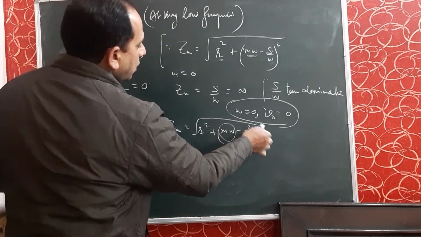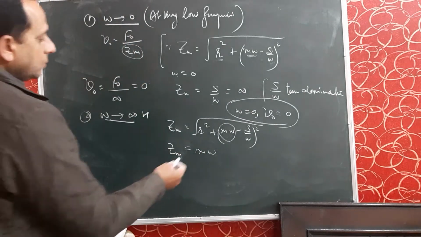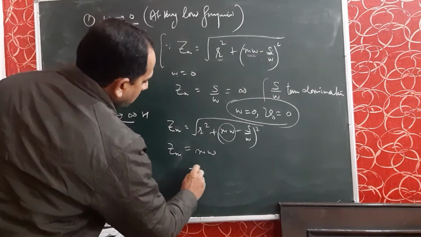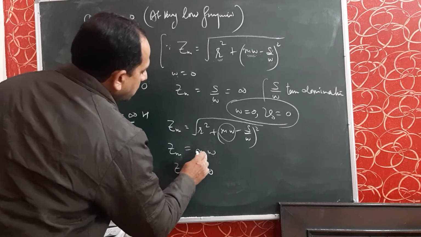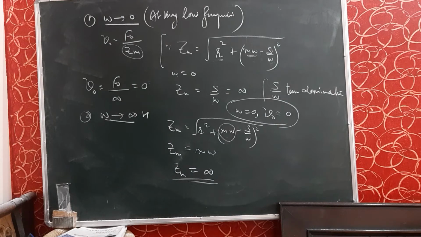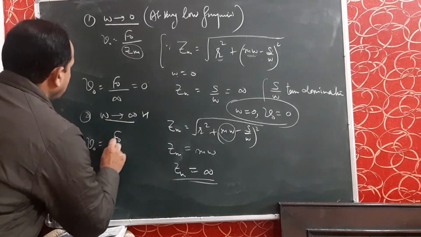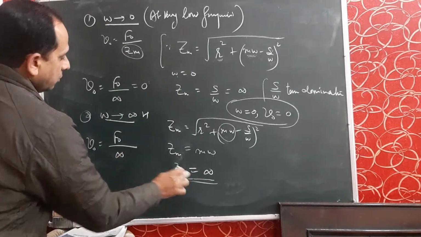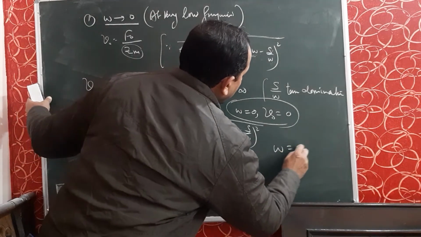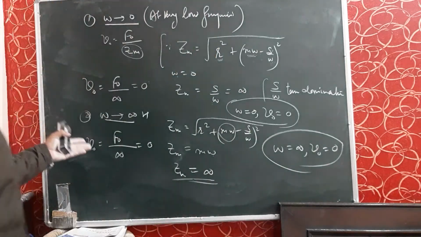So m omega square under root, that is m omega. At last, omega is there, and we will put the value of omega as infinity. So Zm is equal to m into infinity, meaning at last we have got the value of Zm as infinity. So V naught becomes F naught over infinity, Zm infinity, that is again 0. So this is the second point. When omega is infinity, V naught again becomes 0.